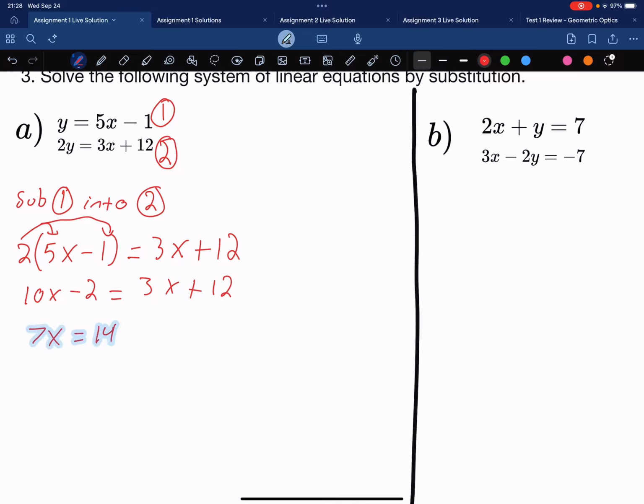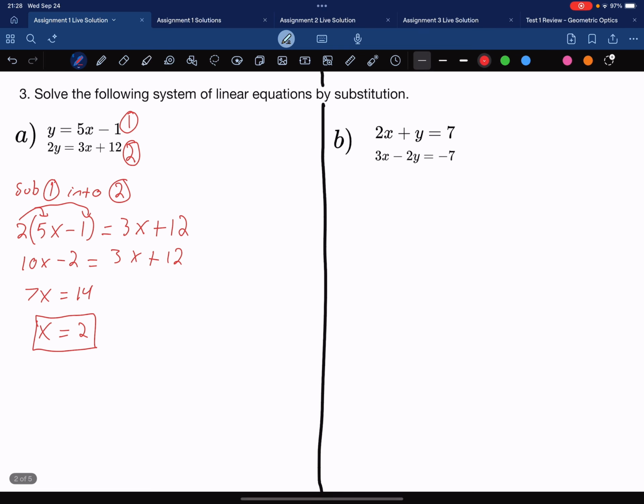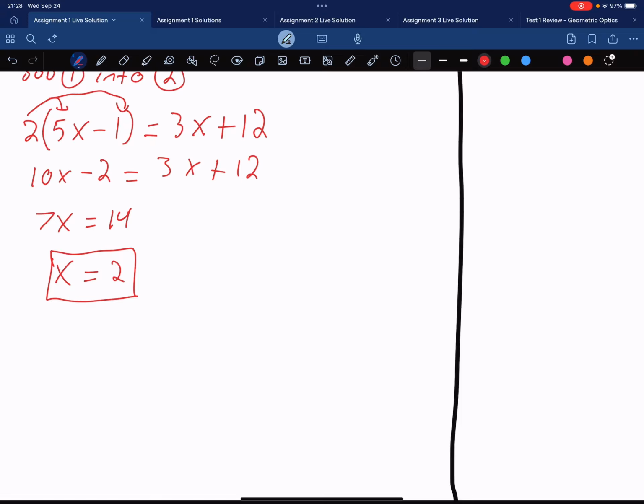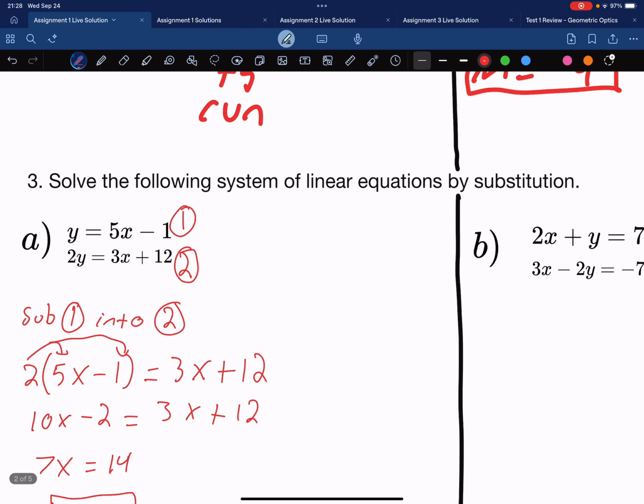Dividing both sides by 7 will give me x equals 2. Now this is not the final answer. We're only halfway done. Solving the system means we figure out what x is equal to and what y is equal to. So now we are going to take this answer and we are going to sub x equals 2 back into one of the two original equations here.